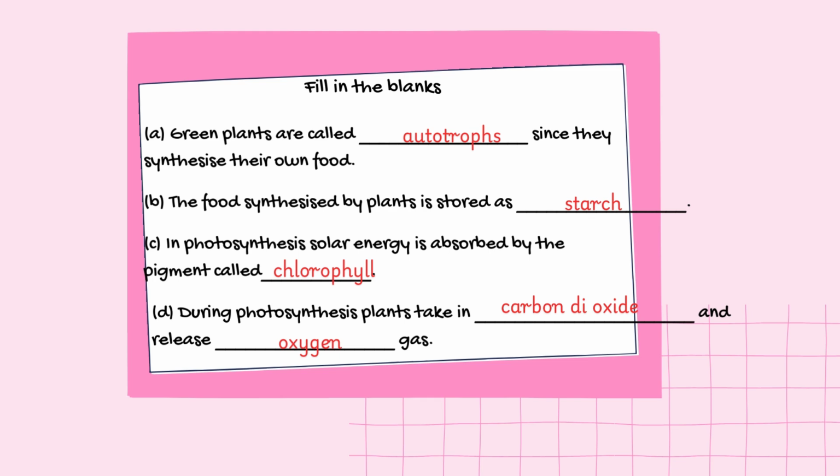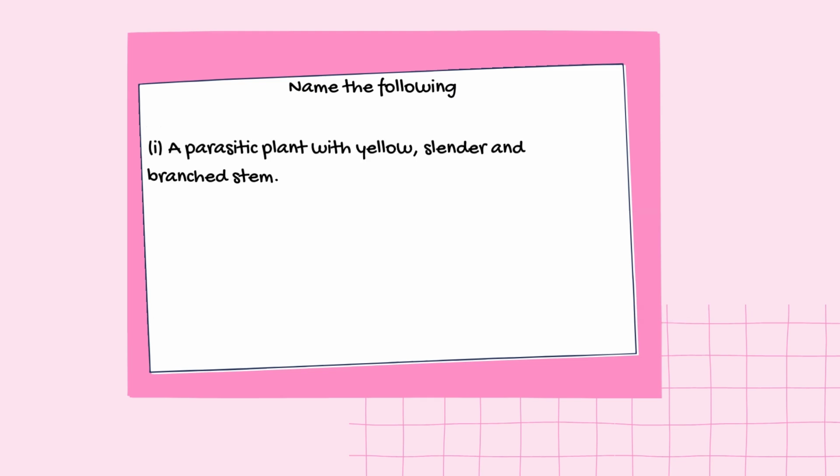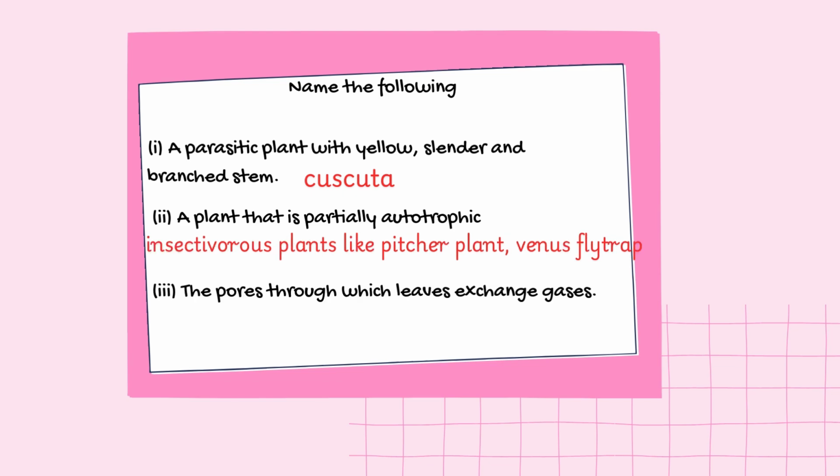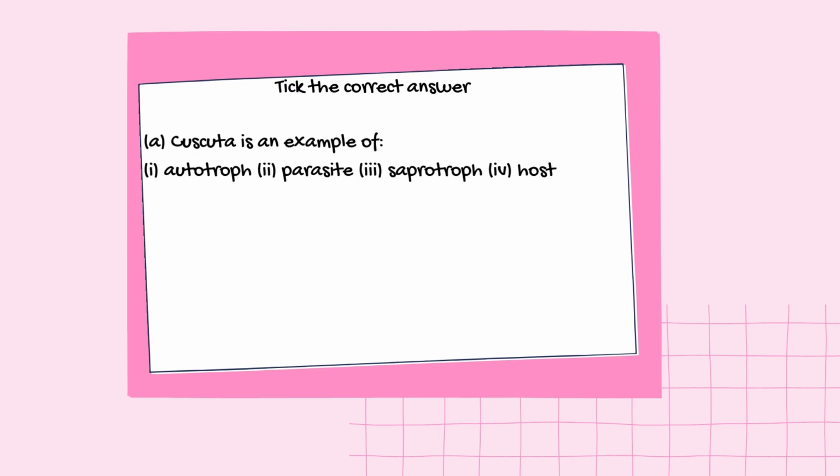Name the following. First one: a parasitic plant with a yellow, slender and branched stem. The answer is Cuscuta. Second one: a plant that is partially autotrophic. The answer is insectivorous plants like pitcher plant, Venus flytrap. Third one: the pores through which leaves exchange gases. The answer is stomata.